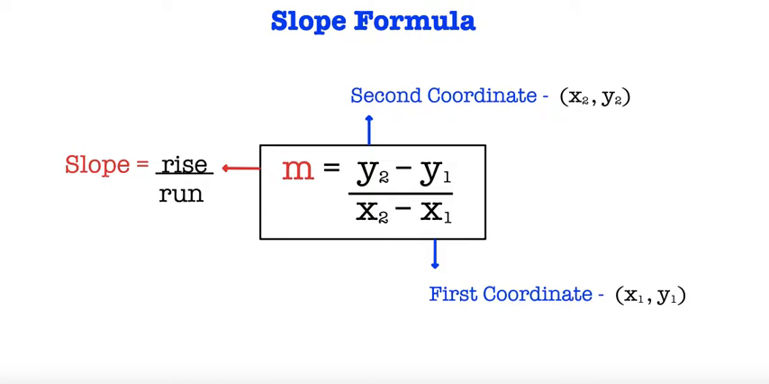So the slope formula is m equals y sub 2 minus y sub 1 divided by x sub 2 minus x sub 1. And the m represents the slope, which is rise over run, or our rate of change. And here, y sub 2 minus y sub 1 represents our change in y values, and x sub 2 minus x sub 1 represents our change in x values. So if we're looking to find the rate of change, we're subtracting our two y values and two x values.